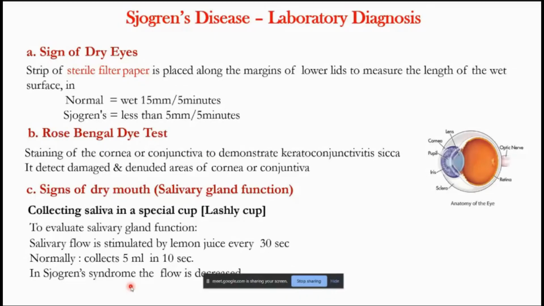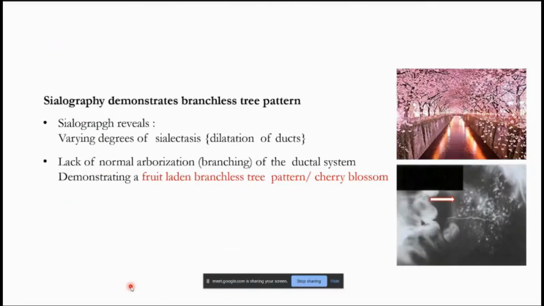Okay, so these are the tests to determine whether the patient has dry eyes and dry mouth. And the best way of demonstrating Sjögren syndrome is by doing sialography. Like I said, you inject a dye first, and then you take a radiographic picture of the area. That is called sialography.